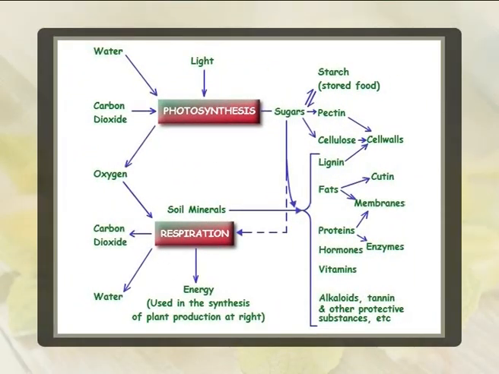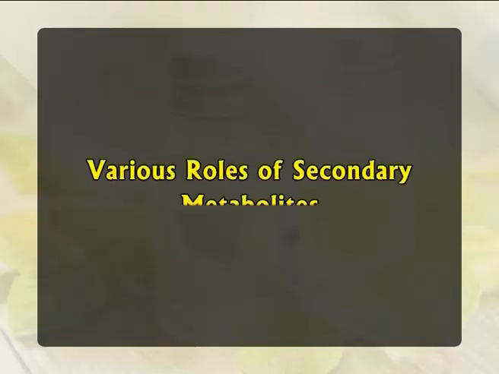The primary metabolites are involved in photosynthesis, respiration, protein and lipid metabolism. Most plants also spend carbon and energy for the synthesis of molecules that do not seem to have any role in normal cell function. These molecules are known as secondary metabolites. Now dear students, let's learn about the various roles of secondary metabolites.